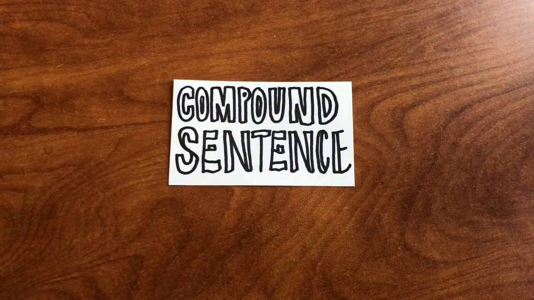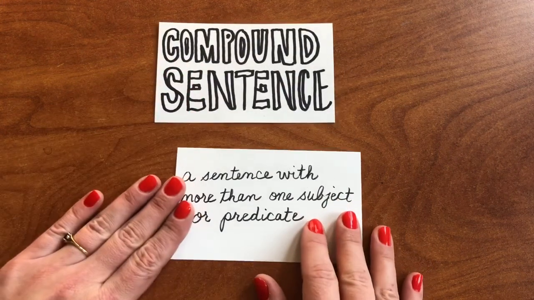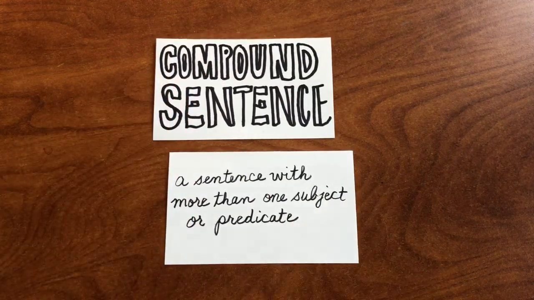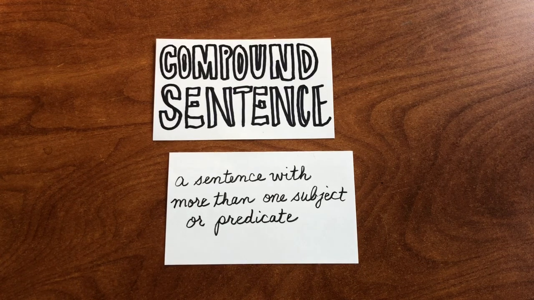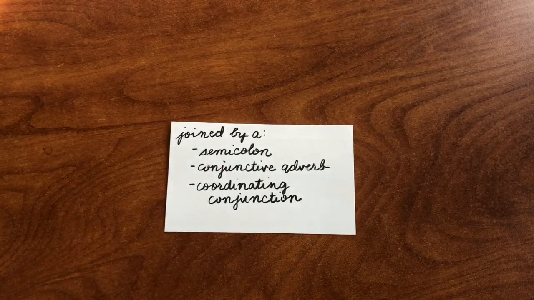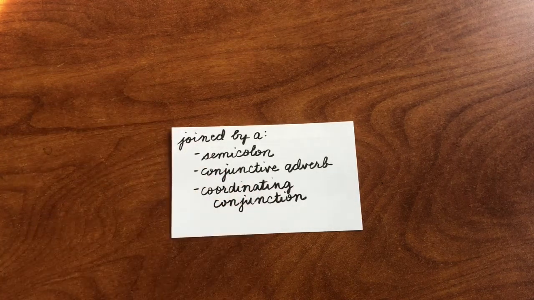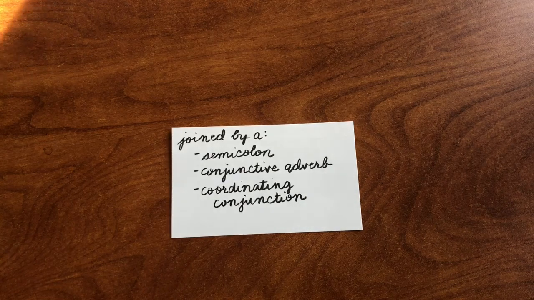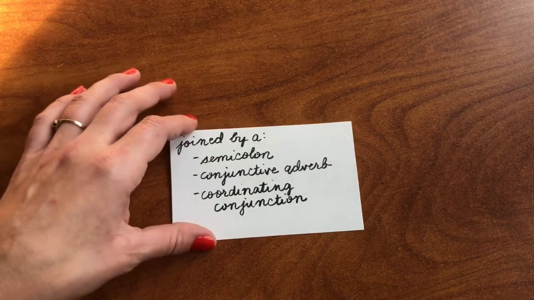What is a compound sentence? Well, a compound sentence is a sentence that has more than one subject or predicate. So multiple subjects or multiple predicates. There are a number of ways in which you can join these subjects and predicates. So compound sentences are joined by either semicolons, conjunctive adverbs, or coordinating conjunctions. And we're going to look at some examples of each of these. But first, let's look at an example of a compound sentence overall.